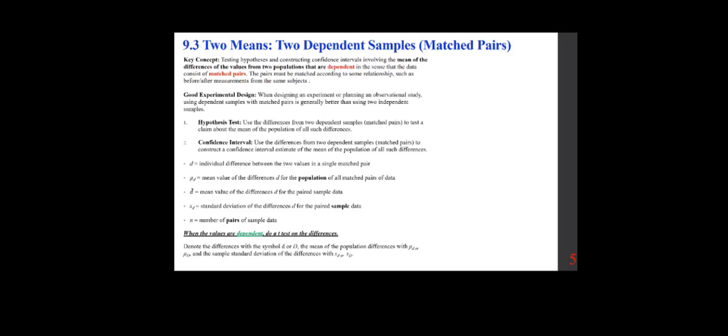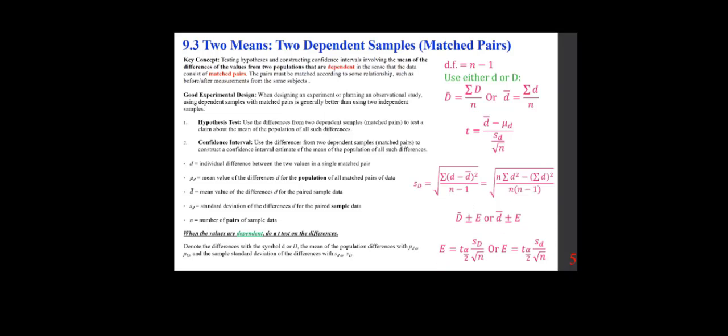When the values are dependent, do a t-test on the differences and denote the difference with the symbol lowercase d or uppercase D. Depending on the text, they may use lower or uppercase, and I may use both of them. It really depends on the text, but either way is fine. So the mean of the population differences is mu sub d, and the sample standard deviation is s sub d. Each one is fine.